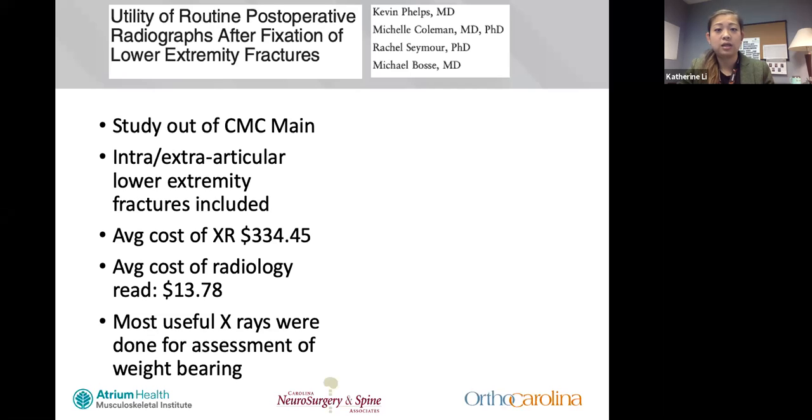These x-rays yielded a whopping 0.3% change of care. 100% of patients underwent x-rays in this study before the consideration of weight bearing, and that led to about 31% changes in care in the postoperative period. Now, of those 31%, some were due to radiographic findings alone, and 22% of those were due to a history and physical element as well as a radiographic element.